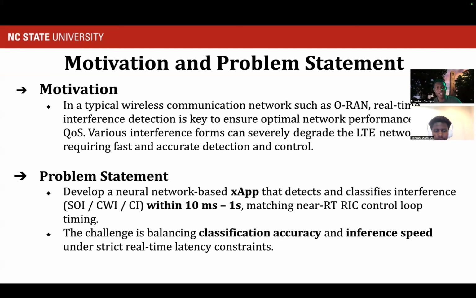There are various kinds of interference that could occur in a network, which requires fast and accurate detection and control. So we plan to develop a neural network-based application that detects and classifies this interference within 10 milliseconds to 1 second. The challenge here will be to balance classification accuracy and inference speed under the 10 milliseconds to 1 second latency constraints.